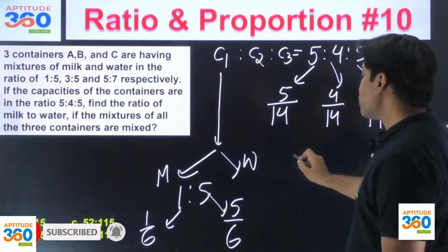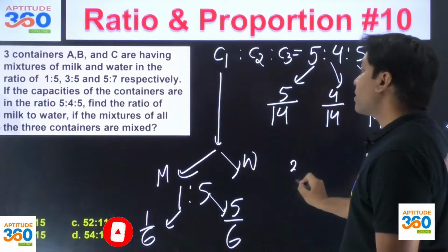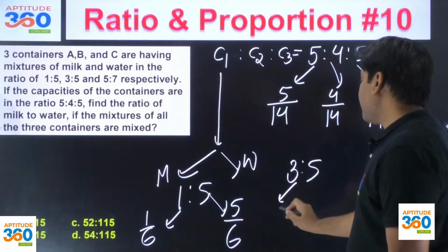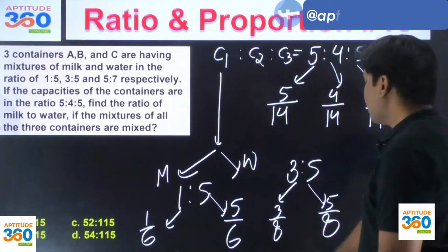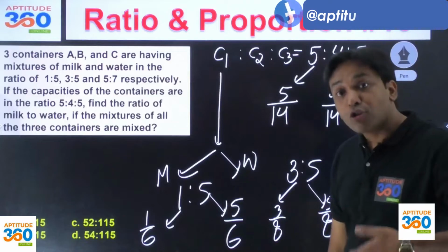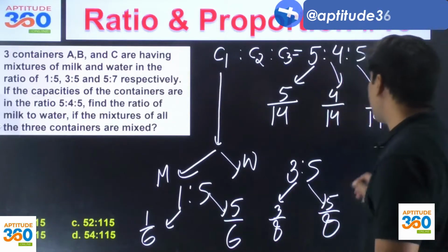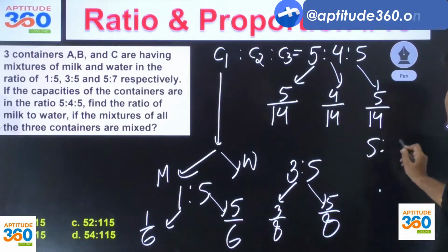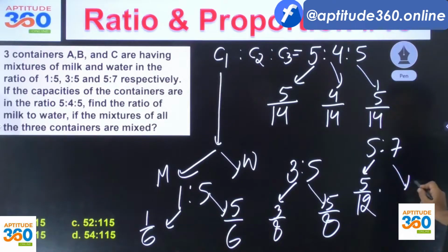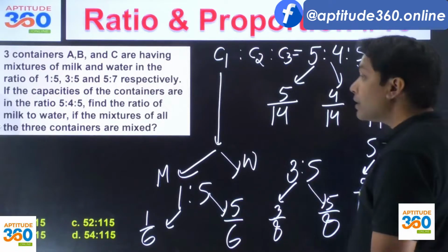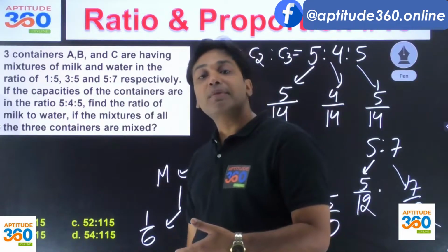Then in the second situation, which is given to you as 3:5. So what does that mean? 3/8 and 5/8. So the number should also be divisible by 8. And last but not the least, this is 5/12 and 7/12. So the number should also be divisible by 12.